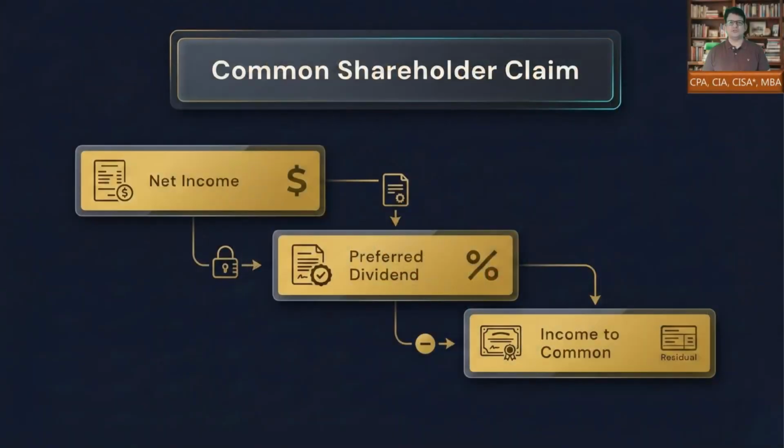Common shareholders have a residual claim. That means they get what remains after higher priority claims are handled. Preferred shareholders, by design, usually stand ahead of common shareholders for dividends. So for basic EPS, we do not simply take net income and divide by common shares. We first ask whether preferred dividends have taken part of that income pool away from common shareholders.